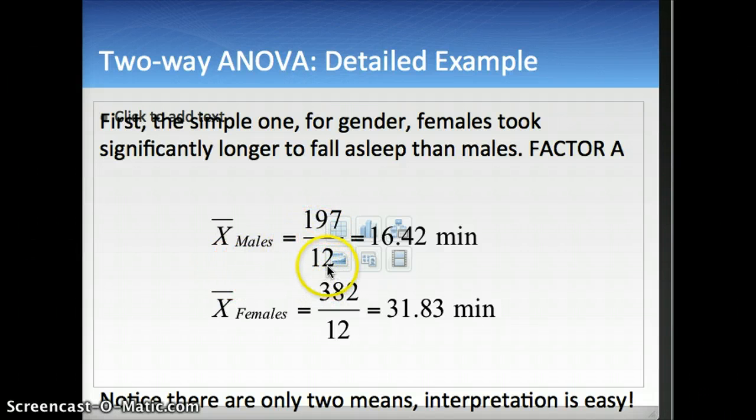Now, here for the sleep medicine example, we took the total minutes that men took to fall asleep divided by the total number of men, which was an average of 16 minutes. For the females, we took the total amount of minutes divided by 12, which is 31 minutes. So you see, the females took about twice as long as the males to fall asleep. Now, since we only have two levels, we do not need to conduct a post-hoc test because there's only two groups, so we already know that females are significantly higher than males.